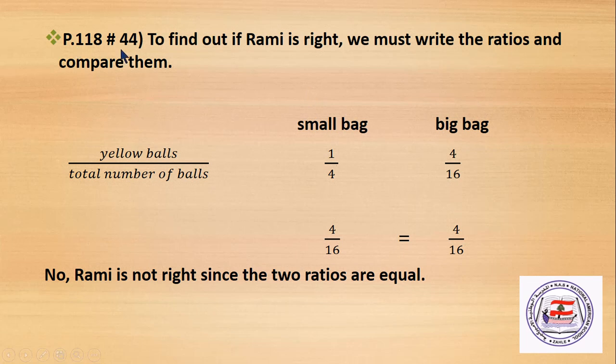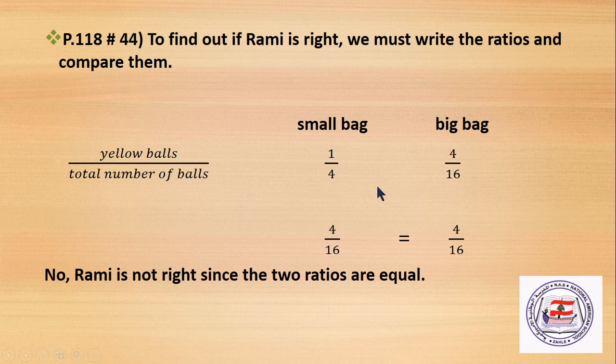Page 118, number 44. Rami says that the ratio of the number of yellow balls to that of the total number of balls is greater in the big bag. Let's see. To find that, we must write the two ratios and then we compare them. For the small bag, 1 is yellow for 4 in total. 4 yellow in the big bag for 16 as the total number of balls.